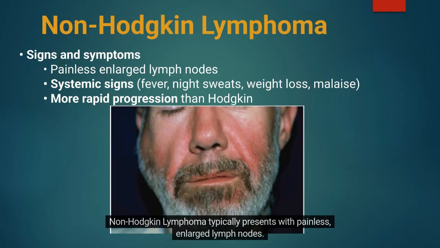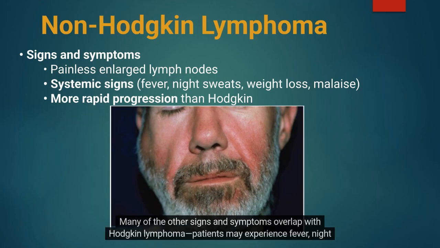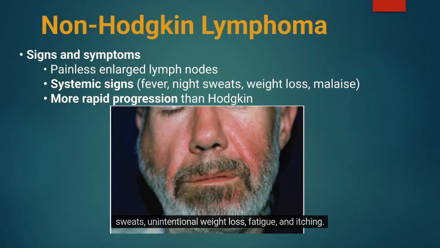Non-Hodgkin lymphoma typically presents with painless, enlarged lymph nodes. This is one of the most common early findings. Unlike infections, these swollen nodes are not tender. Many of the other signs and symptoms overlap with Hodgkin lymphoma. Patients may experience fever, night sweats, unintentional weight loss, fatigue, and itching.